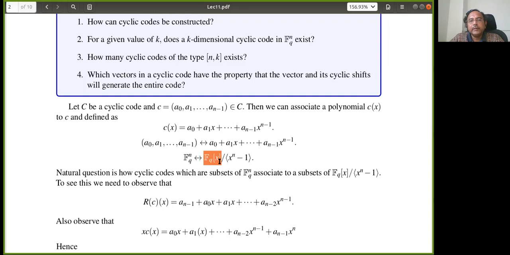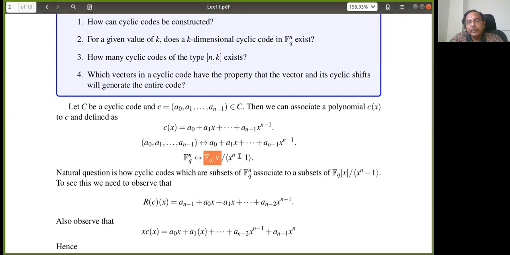The powers of x greater than or equal to n will now get absorbed. So you take any polynomial of degree n or more, then I'll divide it by that and take the remainder. So Fq[x] is the set of all polynomials with the coefficients from Fq. Fq is a field. Fq[x] is the set of all polynomials, right?